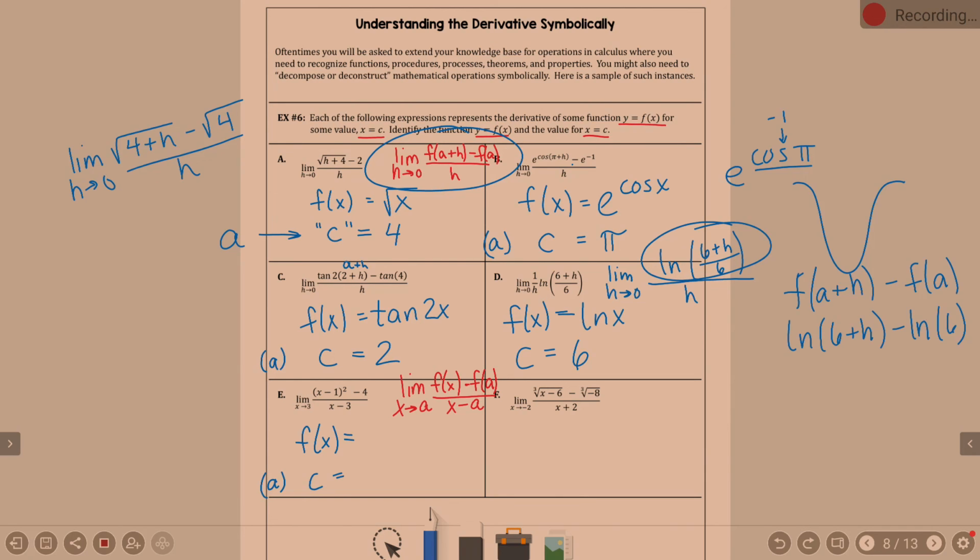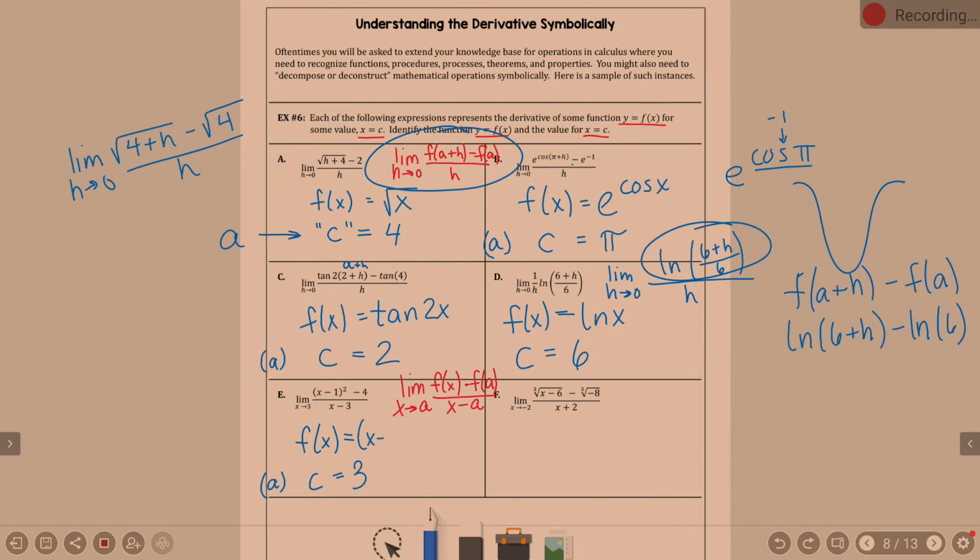A is 3. Yep. How do we know that so obviously? The bottom says x minus 3, and the limit says as x approaches 3, and that is my a value. Okay, that's one reason it's obvious. I need f of x. What's it say here? The limit of f of x minus f of a. Do you see f of x then? It's the x minus 1 squared.